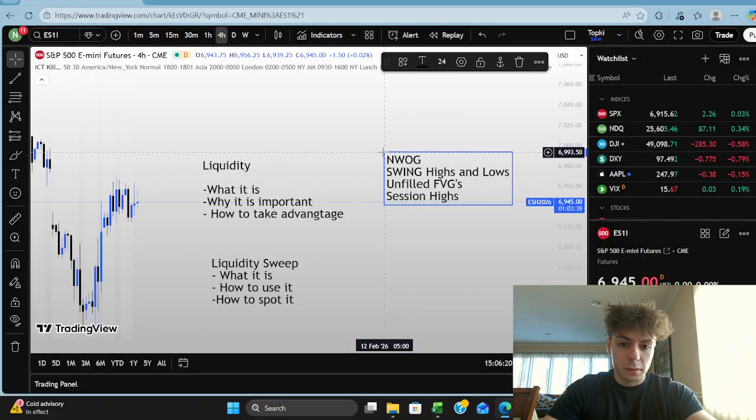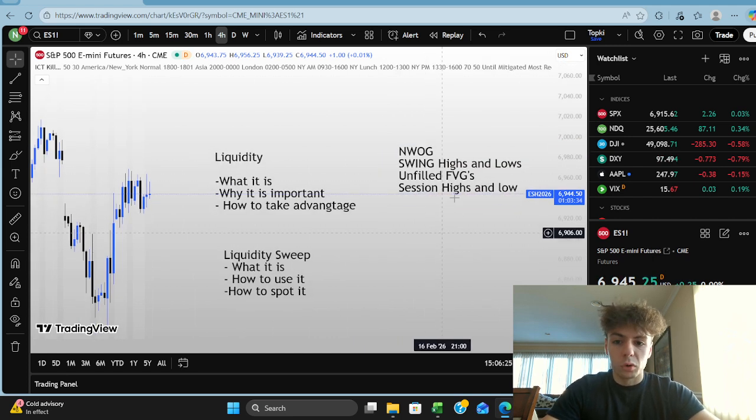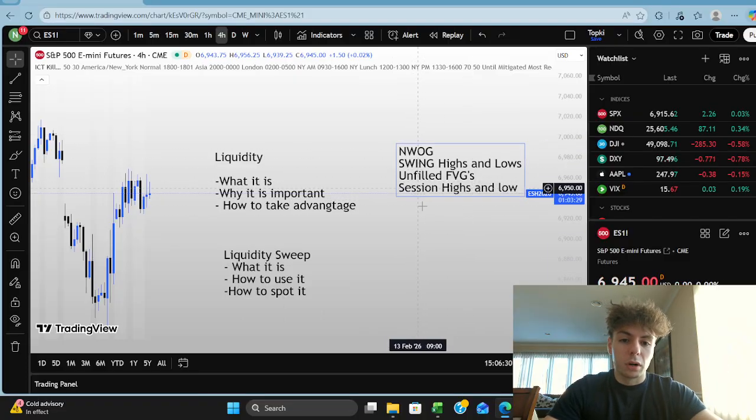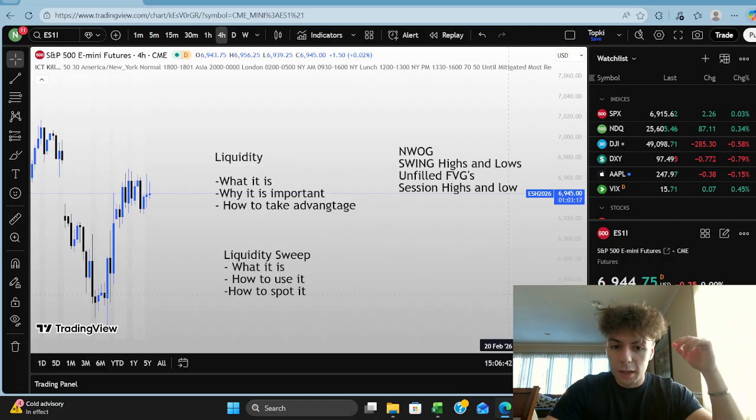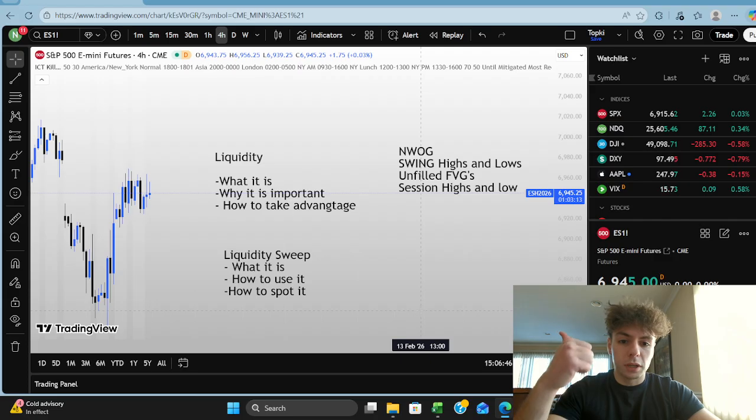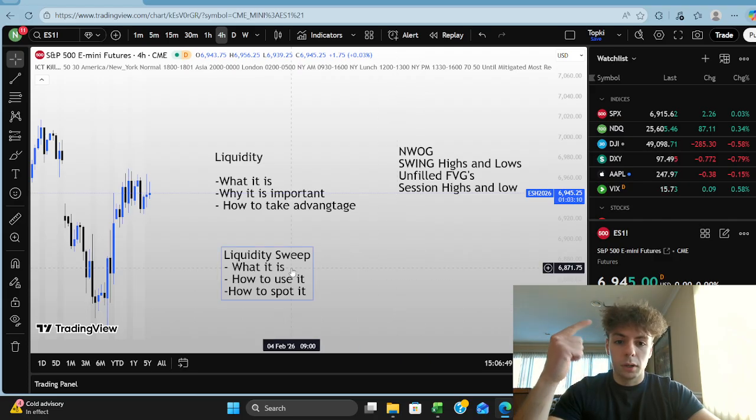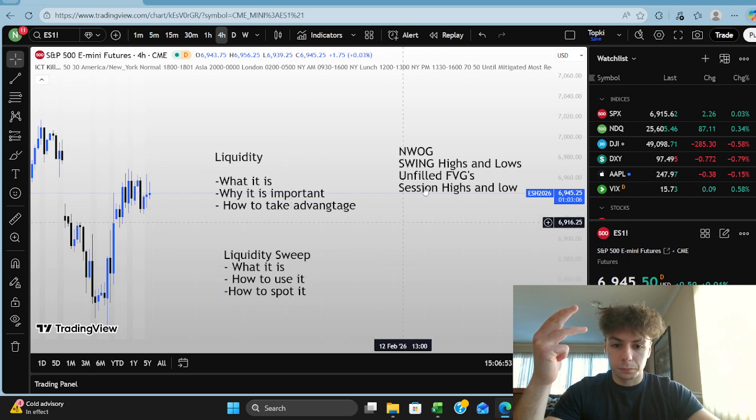I know this is still the basics, but I'm just giving you a brief overview of where the most liquidity lies in the market. We have a video later on going over where to put your TP and stop loss, and it goes over all of these. But for now, I'm just giving you a brief overview that this is where most liquidity lies in the market and where price wants to go every single day. If you look at any single time frame, any single session, price either goes into a new week opening gap, takes out swing highs or lows, goes into unfilled gaps, or takes out session highs and lows.